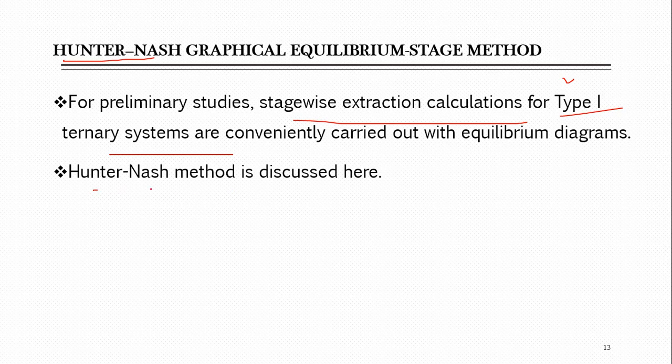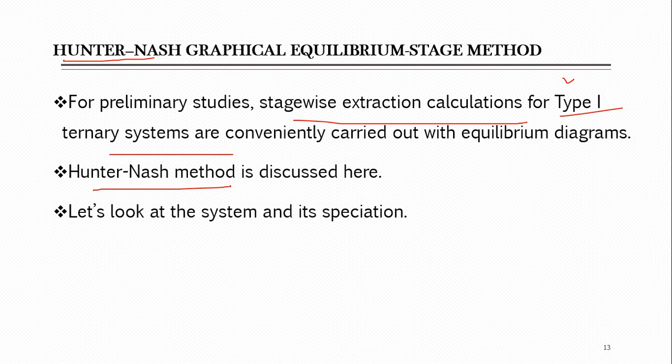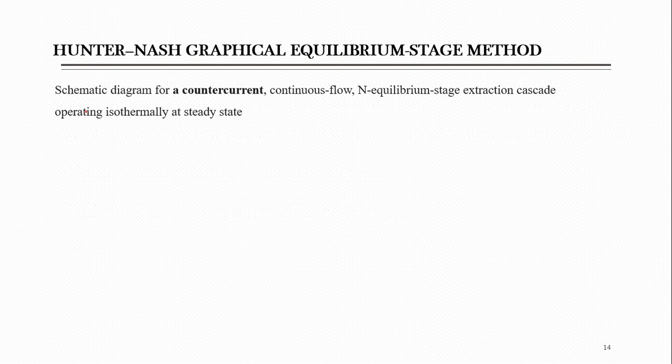For this, the Hunter-Nash method is discussed, and let's look at the system and its specification for this method in this lecture, and then from the next lecture we move towards the next stages. Overall we will look at the schematic diagram for a counter current continuous flow equilibrium stage extraction cascade operating isothermally at steady state. What does all this mean?